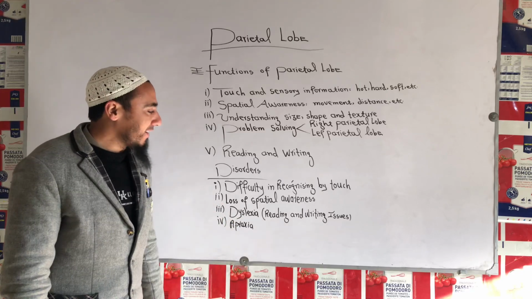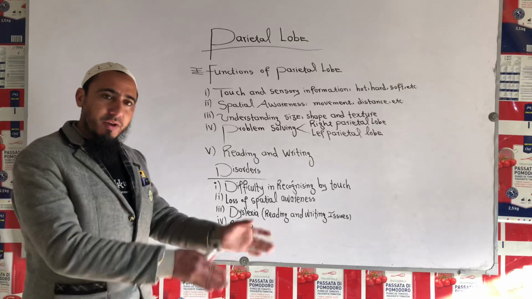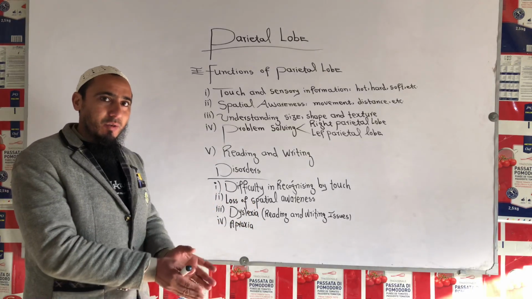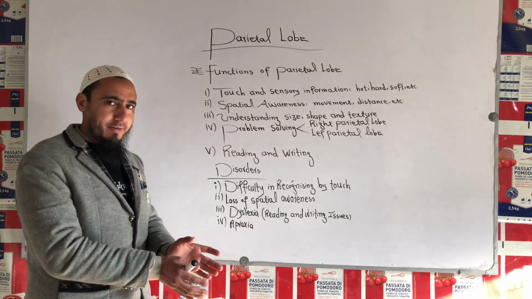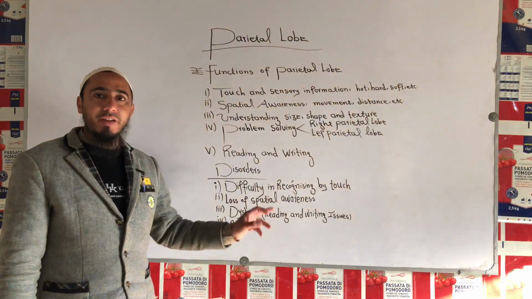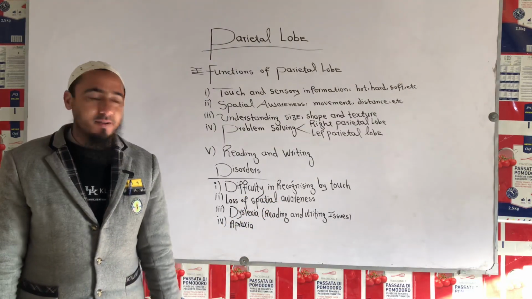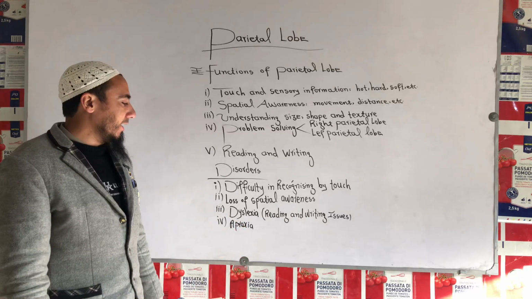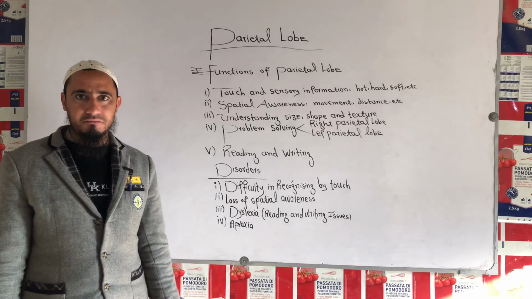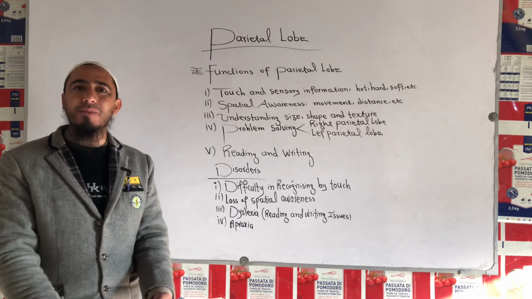Second, loss of spatial awareness. Spatial awareness means normally when we are going, we keep distance, we go slowly or in a speedy way depending on the condition, but the person will lose this ability whenever this part of the brain is damaged. Thirdly, dyslexia. Dyslexia means problem in reading and writing. He will not be able to write, he will not be able to read properly.